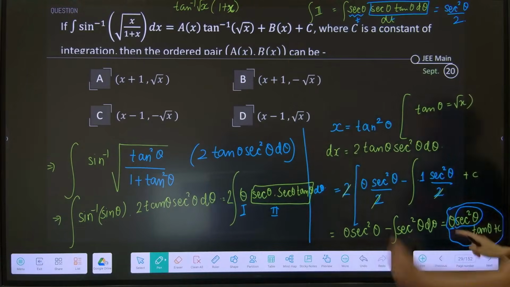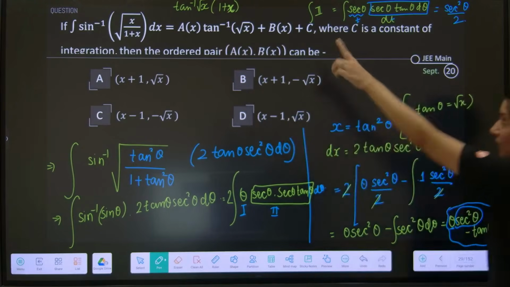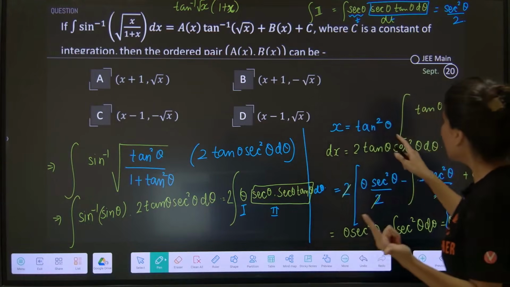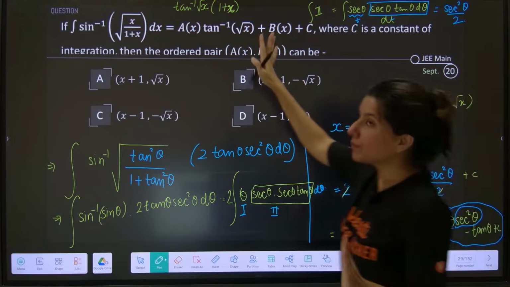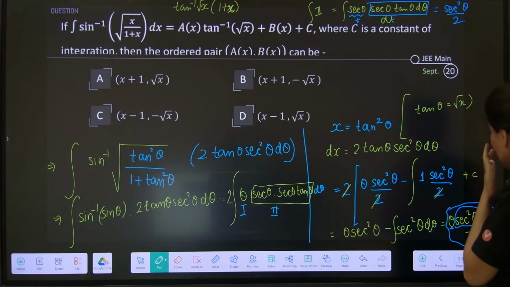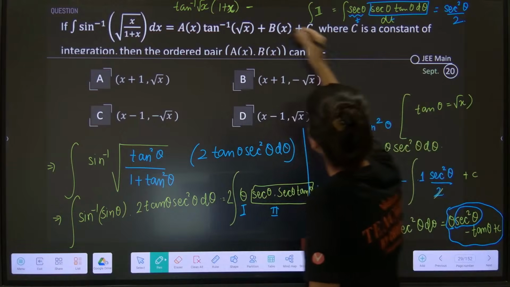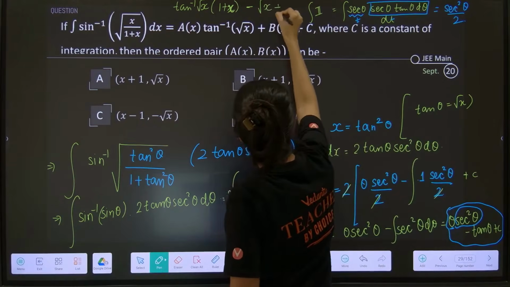So theta is tan inverse x, tan inverse root x. Sec square theta is 1 plus tan square theta. 1 plus tan square theta means 1 plus exactly x. Okay. Now, minus tan theta. So minus, what is tan theta? Root x. Plus c. This is your answer.